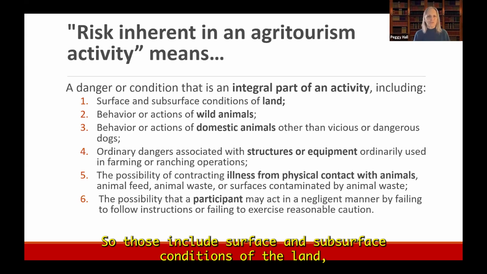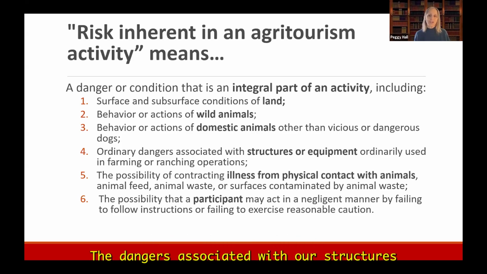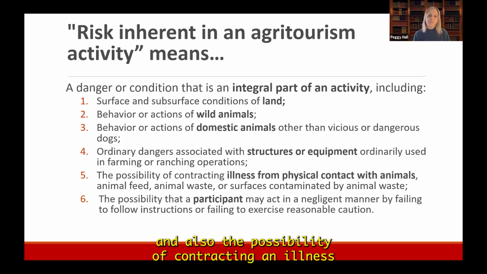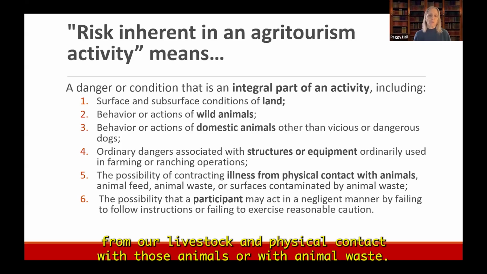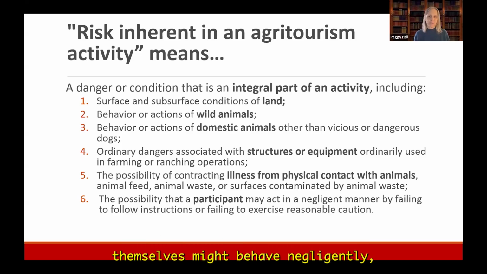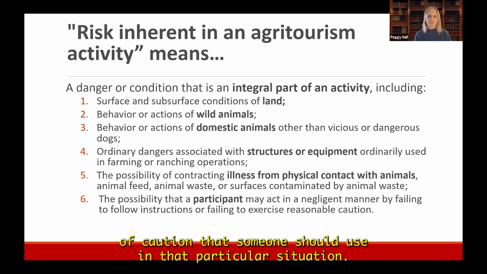So those include surface and subsurface conditions of the land, the behavior of wild animals or domestic animals on that land, the dangers associated with our structures and our equipment that we use in farming and ranching activities, and also the possibility of contracting an illness from our livestock and physical contact with those animals or with animal waste. And then finally, the possibility that the participant themselves might behave negligently by failing to follow any instructions or using a reasonable amount of caution that someone should use in that particular situation.